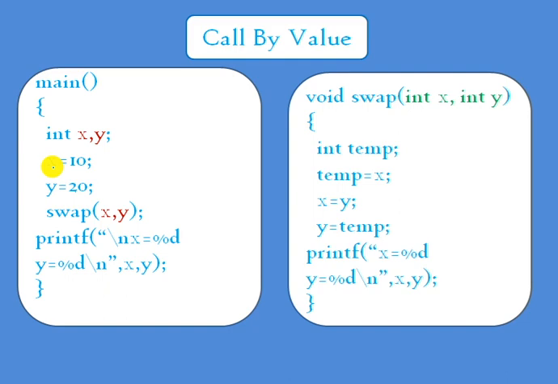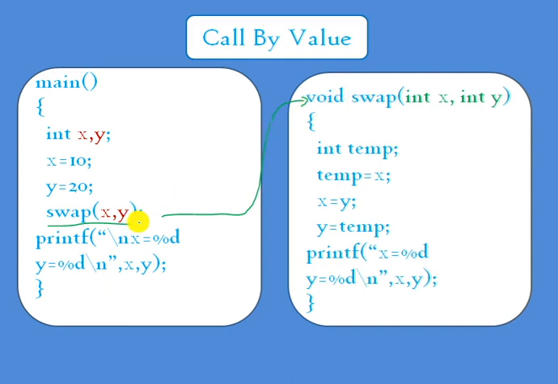Firstly I am taking x and y as integer variables and assigning the values, and I make a function call, swap with x and y, with the values available in the main function. After executing this statement, when the program counter comes here, whenever there is a function call, it directly goes to the function definition available. So here this is the function definition.